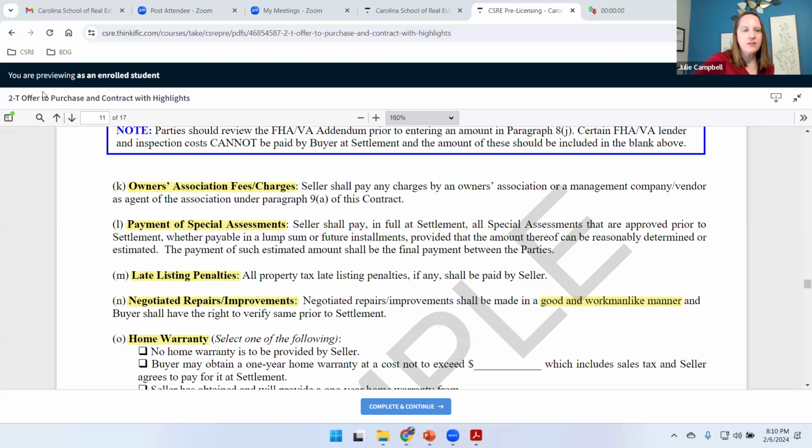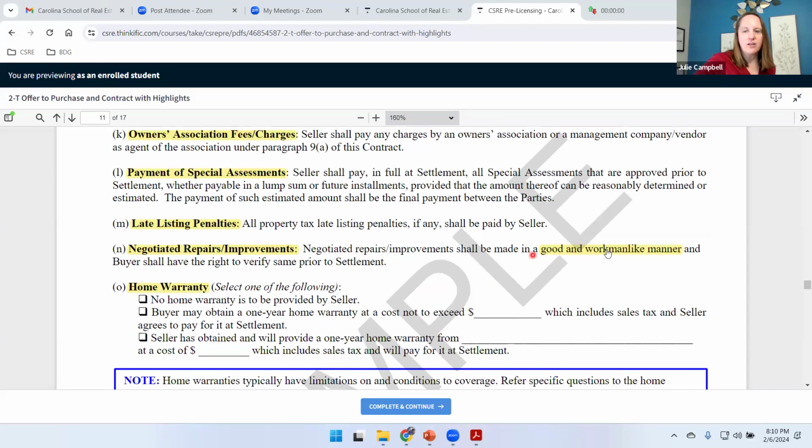Negotiated repairs are all handled in a good and workmanlike manner, and the buyer shall have the right to verify that they are completed in a good and workmanlike manner prior to settlement. For example, some home inspectors will go back out and re-inspect just that one thing that was repaired and let the buyer know that it was done in a good and workmanlike manner. So the buyer has that right.